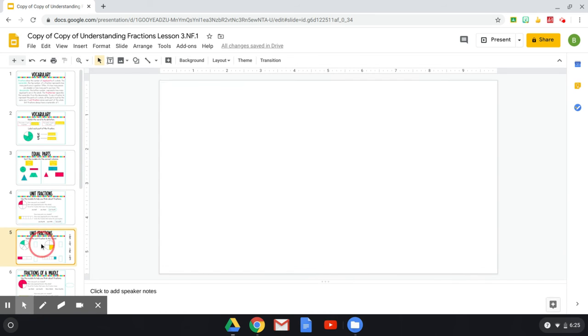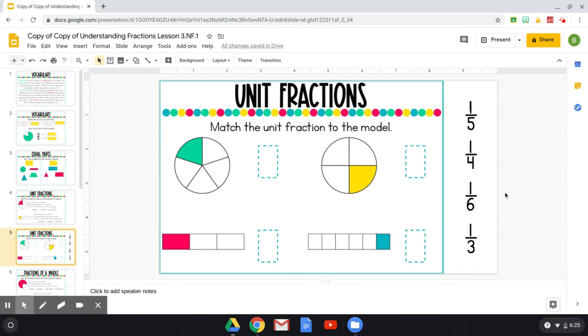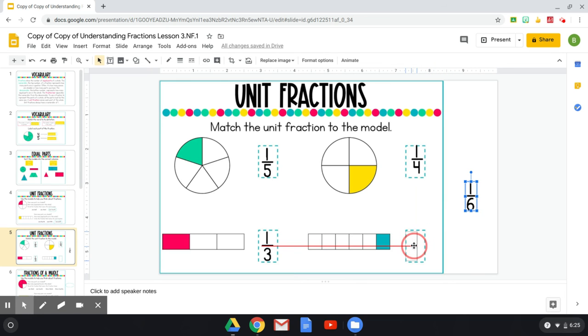Let's look at unit fractions in their numerical form. 5 parts and 1 is shaded. 1/5 is the unit fraction. 4 parts and 1 is shaded. 1/4 is the unit fraction. 3 parts and 1 is shaded. 1/3 is the unit fraction. And this last one has 6 parts and 1 of them is shaded. 1/6 is that unit fraction.